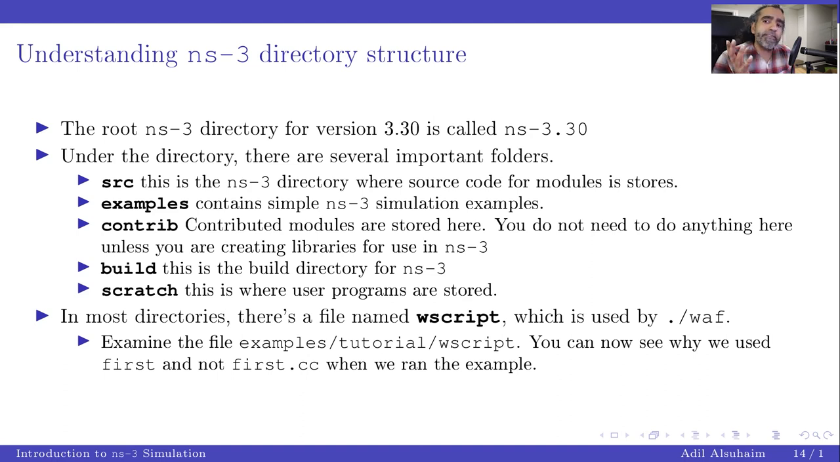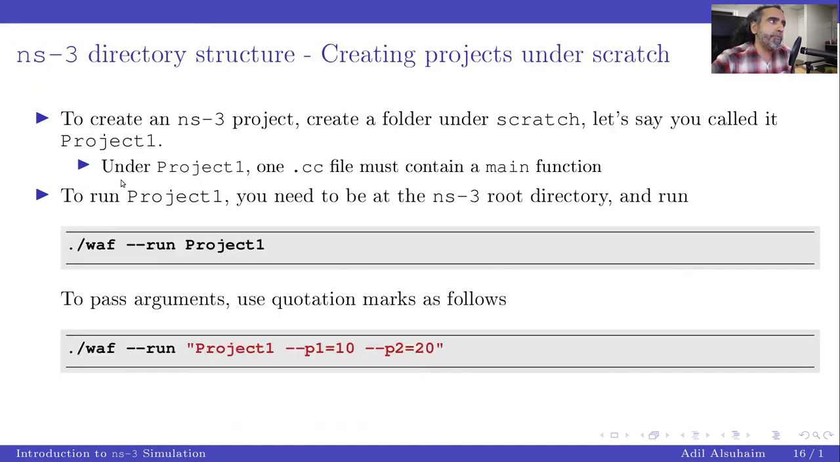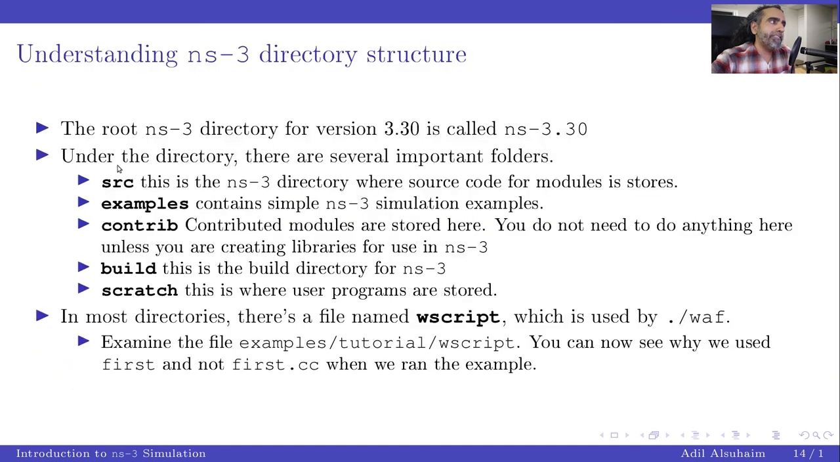So this is the NS3 directory structure. You have src, examples, contrib, build, scratch. Those are folders that I'm highlighting here. The src is basically where the NS3 module code is, so don't play with this one. Examples is where they store some examples, so don't play with this one. Contrib is if you want to create your own libraries, so you probably don't want to create your own libraries yet. Build is where, whenever you build code, the executables and the header files are copied.